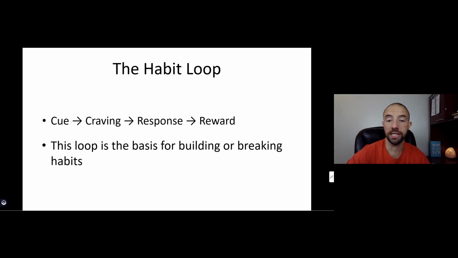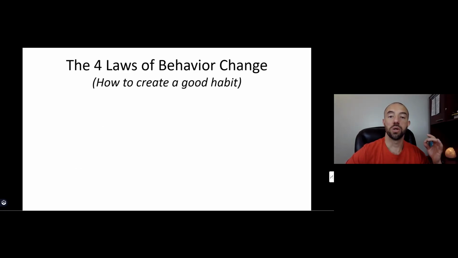So using this, we can transform these 4 steps into a framework that we can use to create new habits or get rid of bad ones. So this is referred to as the 4 laws of behavior change. First, we'll start with how to create a good habit. So these are the 4 laws.